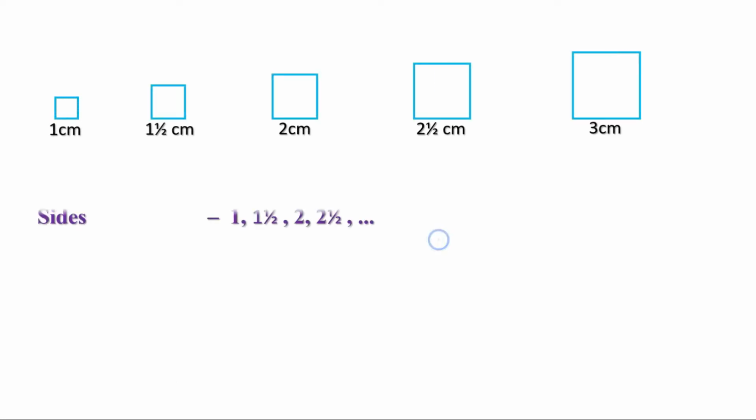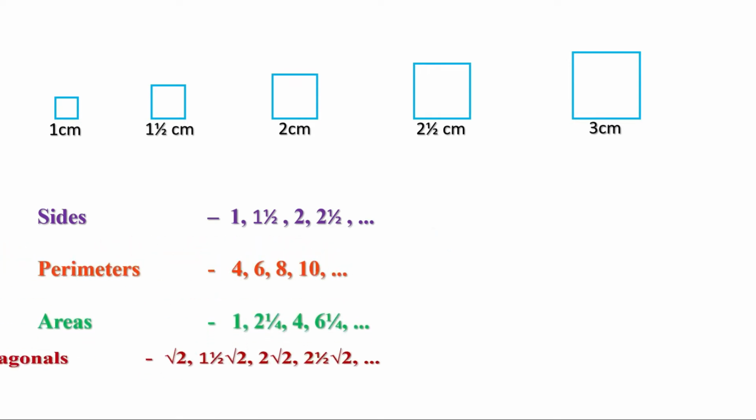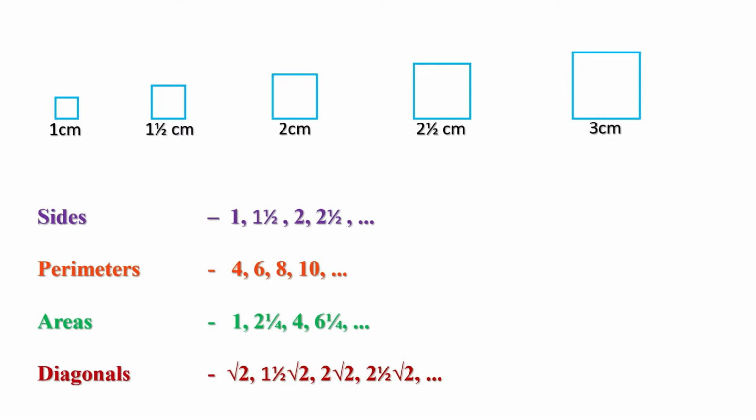Now let us take the second example which we have learned in the last video. The sequence of squares with sides 1, 1.5, 2, 2.5, etc. Again, let us take the sides, perimeters, areas, and diagonals. Let us find out the algebra of each of the sequences. First of all, let me take the sequence of sides. That's 1, 1.5, 2, 2.5, etc.